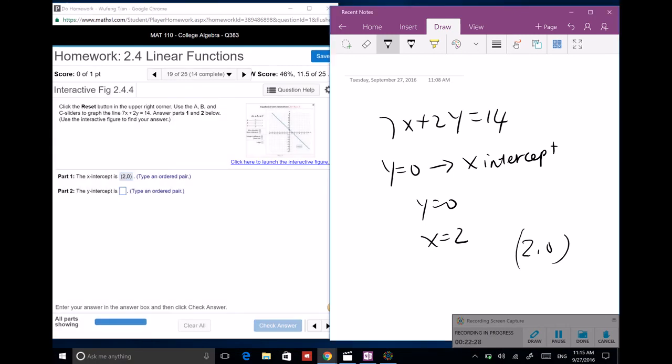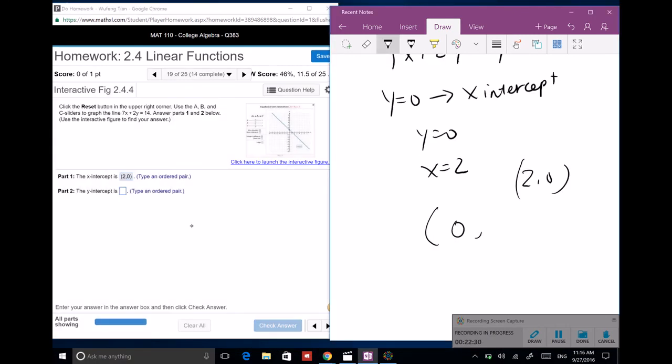Okay, then the y-intercept: x equals 0 gives you the y-intercept. So x equals 0, y equals 7. So it's (0, 7). So just type in 0, 7.